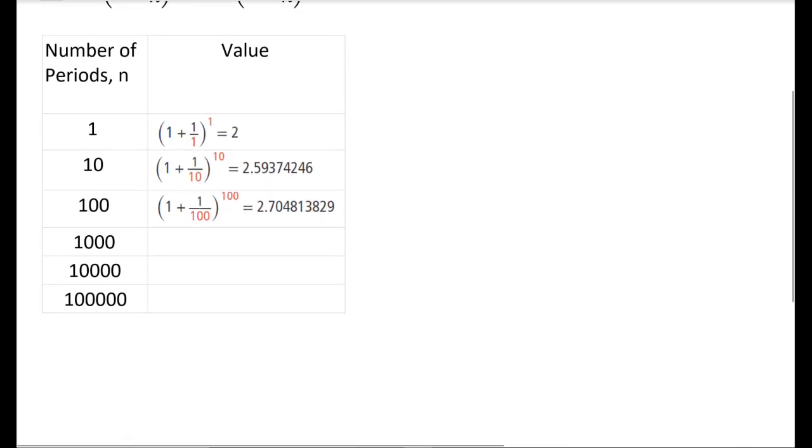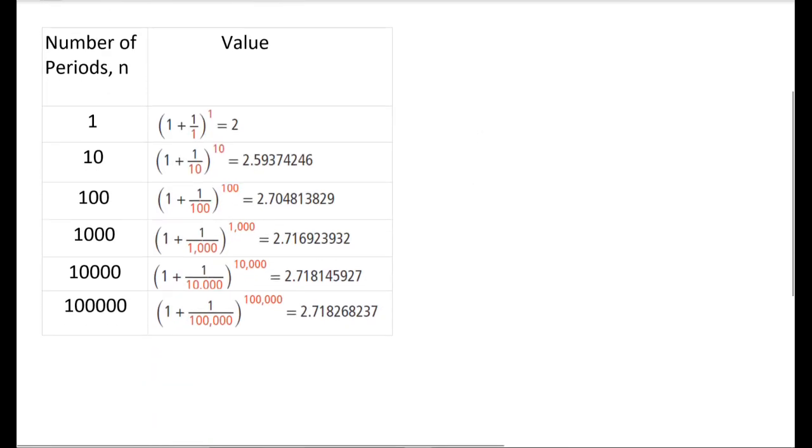After 100 times of compounding interest, the value is going to be $2.70. You can see that's not that big of a deal, right? From one time it's $2. 10 times, okay, that's pretty significant, it's more than half a dollar. And then after 100 times, which is 10 times more, you only get like 11 cents more or less, right? So now what happens if you do 1,000, 10,000, 100,000?